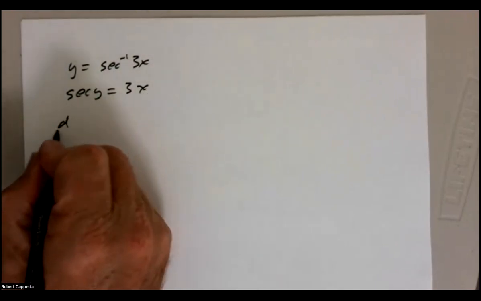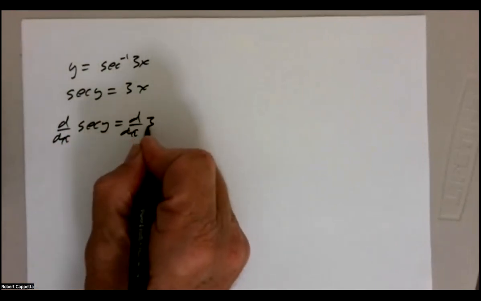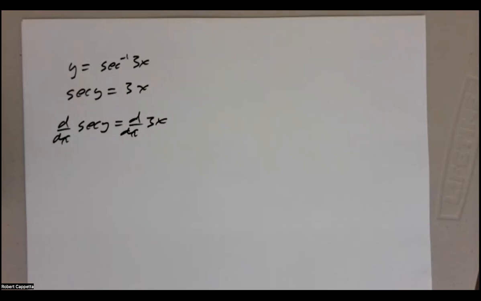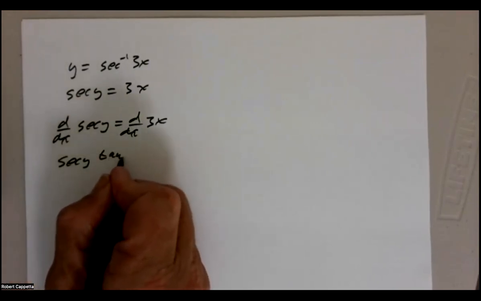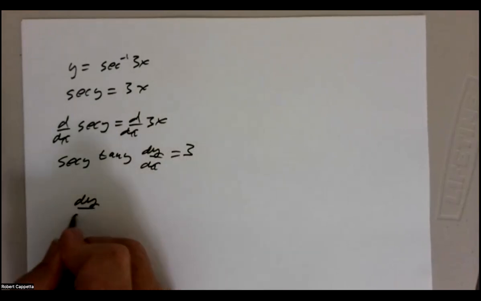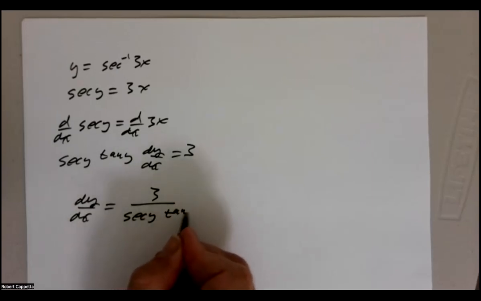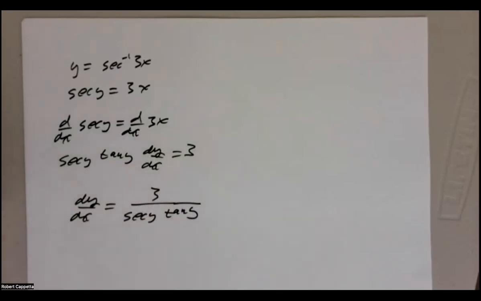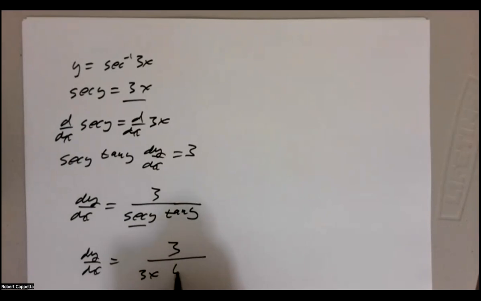Let's take the derivative of both sides. The derivative with respect to x of sec y is the derivative with respect to x of 3x. The derivative of secant y is secant y tangent y, dy dx equals 3. So dy dx equals 3 over sec y tangent y. Well, I know what sec y is. Sec y is 3x. That's done for us. So I have dy dx is 3 over 3x tangent y.